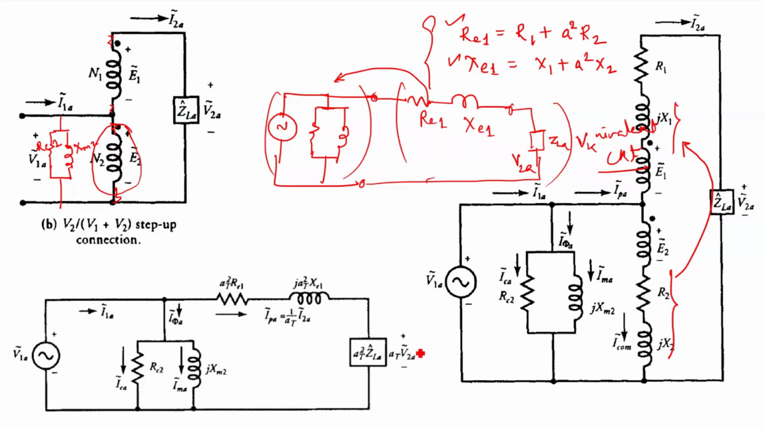And your secondary side voltage is multiplied with AT. Now your current in the secondary side will be divided by AT, so that when it is referred to the primary side. Okay. So this is for the configuration of V2 by V1 plus V2, right, for a step up type of connection.